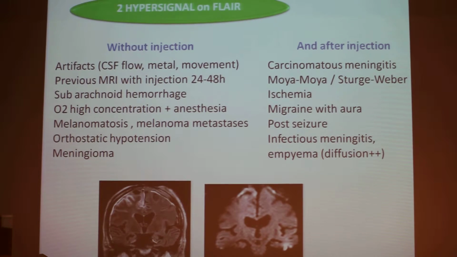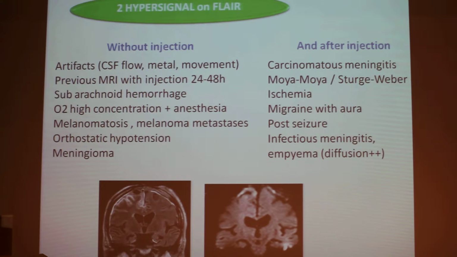Signal of the CSF on the FLAIR. It's just the contrast medium, it's not a hemorrhage, not a subarachnoid hemorrhage. When you perform an MRI on people with anesthesia and a high level of oxygen, you can have a high signal on the FLAIR. All the melanosis and the melanomatoses and the melanoma metastasis.